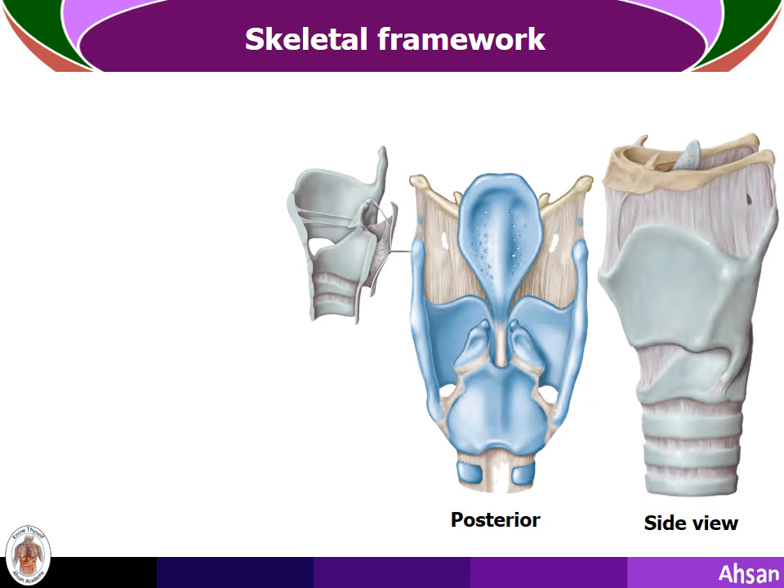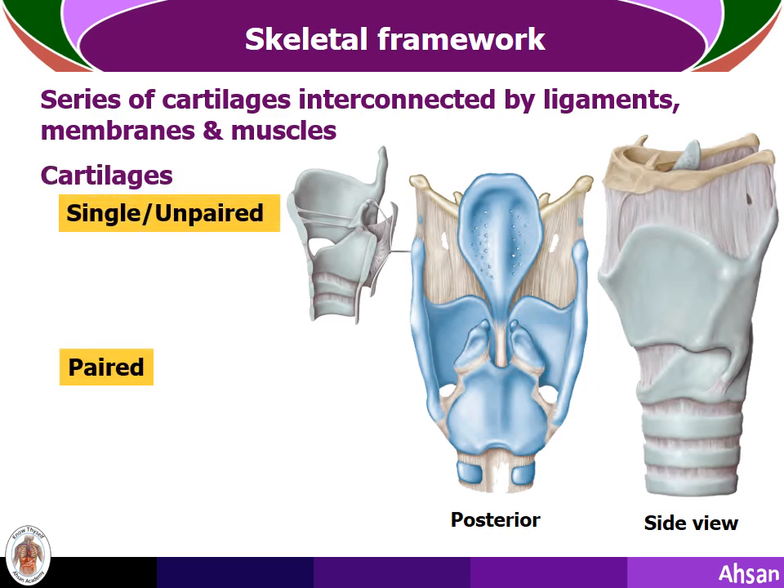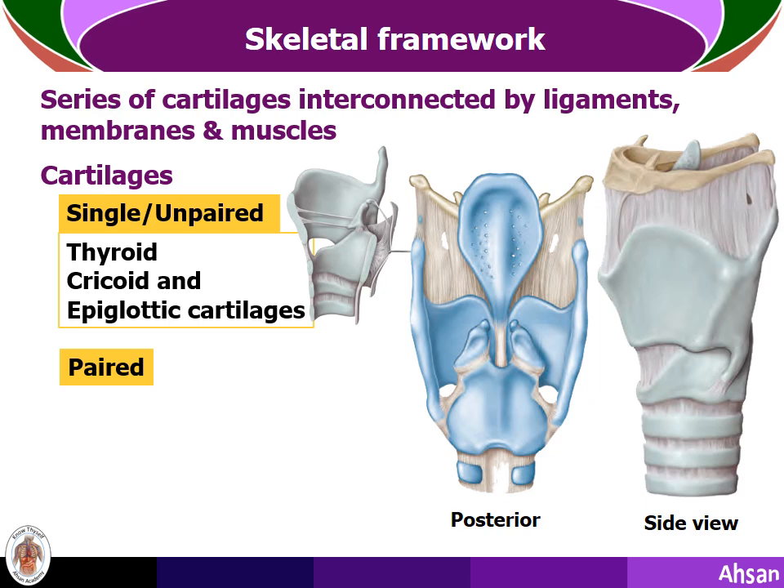The skeleton of the larynx is formed by cartilage. A series of cartilages are there. Some of them are paired and some are unpaired. Some of them are hyaline in nature and some are elastic in nature. So we should learn to classify them in this way. The cartilages that are unpaired are the thyroid cartilage, cricoid, and epiglottic cartilage.